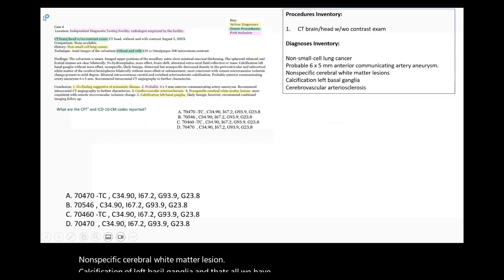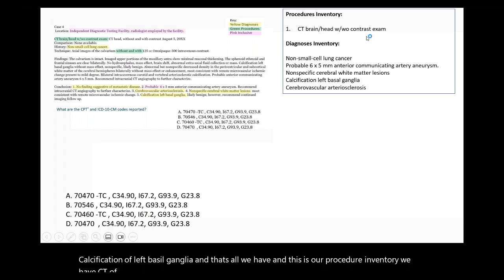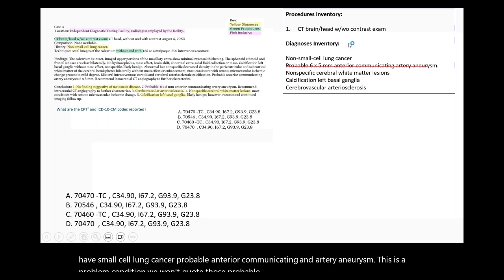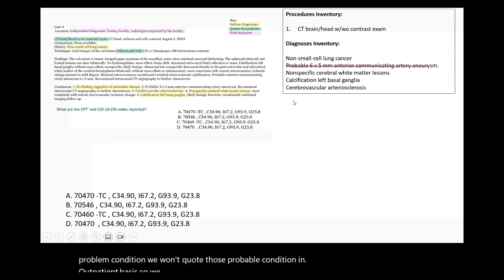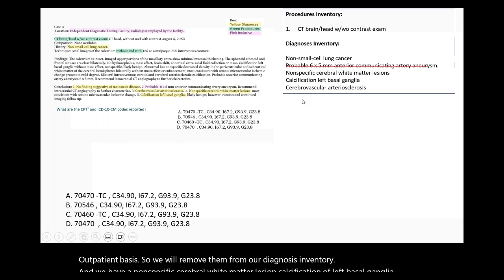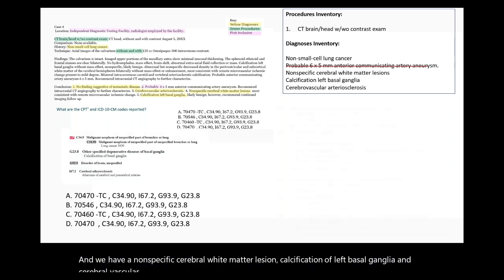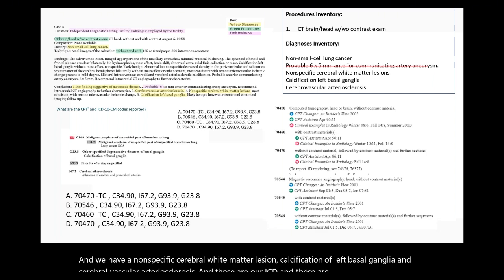And this is our procedure inventory. We have CT of brain or head without followed by with contrast exam. And in diagnosis inventory, we have small cell lung cancer, probable anterior communicating artery aneurysm. Since this is a probable condition, we won't code those probable conditions on an outpatient basis. So we will remove them from our diagnosis inventory, and we have non-specific cerebral white matter lesion, calcification of left basal ganglia, and cerebral vascular arteriosclerosis. And these are our ICD and these are our CPT code options as well.